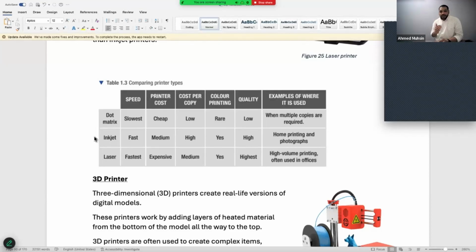So laser printers has the fastest printing speed, which is why photocopy machines and all use laser printers. So it's quite fast in producing printouts. Keep reading it, guys. Everybody, next we are going to move down to 3D printers.